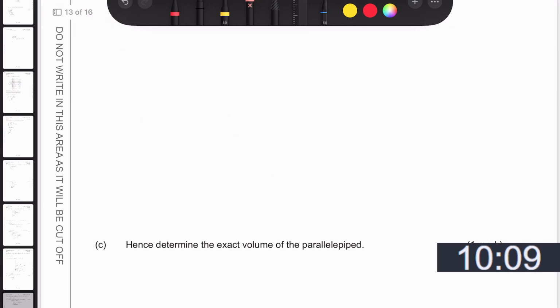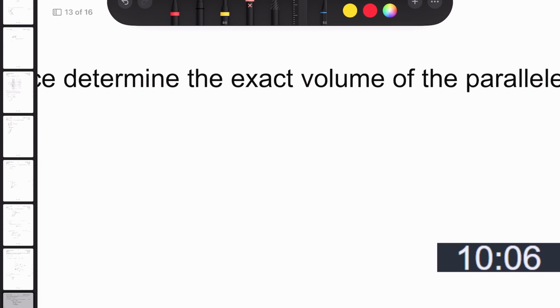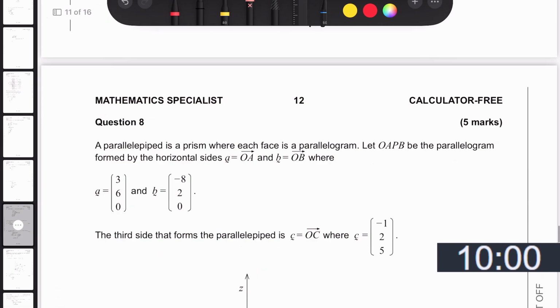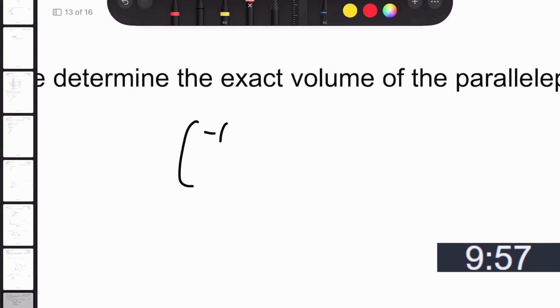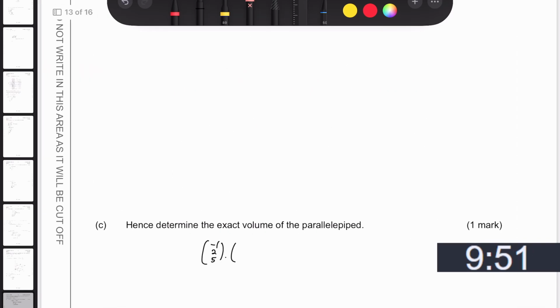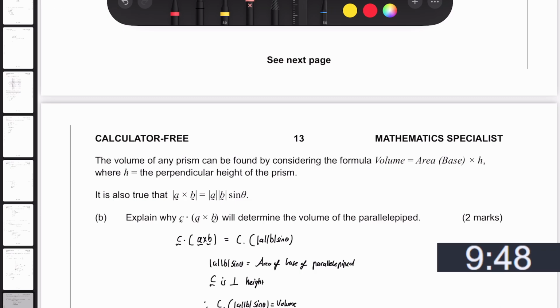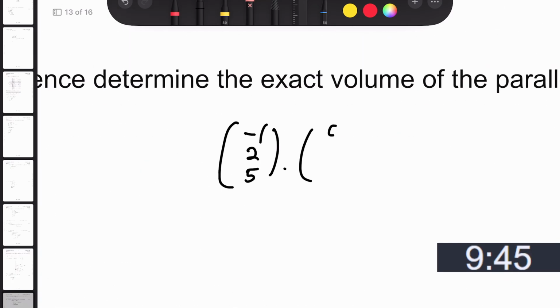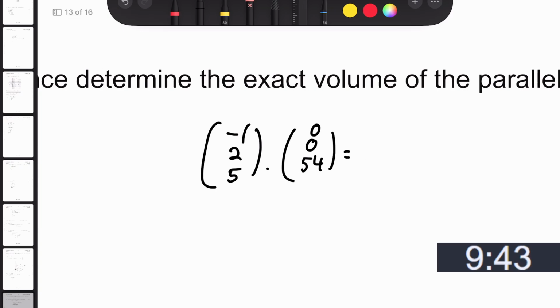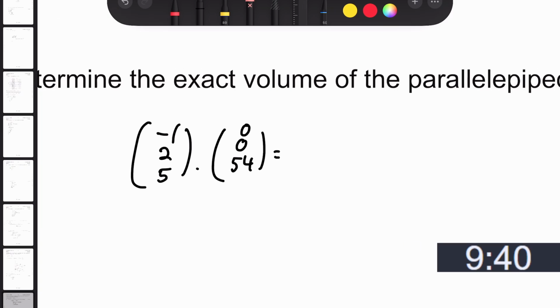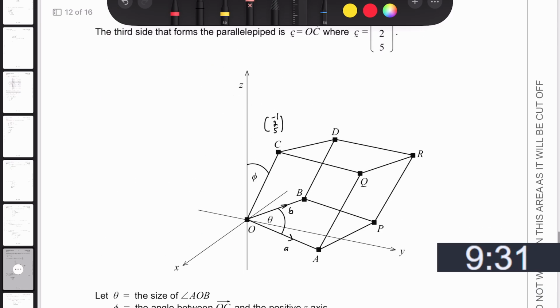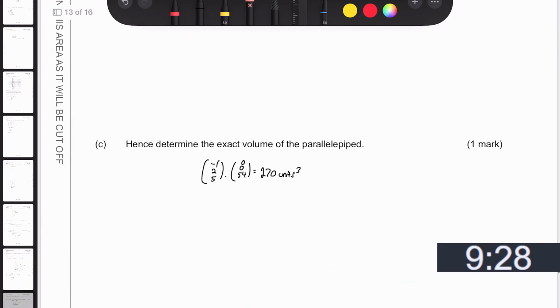Okay, determine the exact volume of the parallelepiped. So this is C dot, which is -1, 2 and 5. Wait, why did I do 5 on 5? Dot A times B, which was 0, 0, 54. 0, 0, 250, plus 20, so 270 units to the third power. And it's not like it has meters or anything, right?